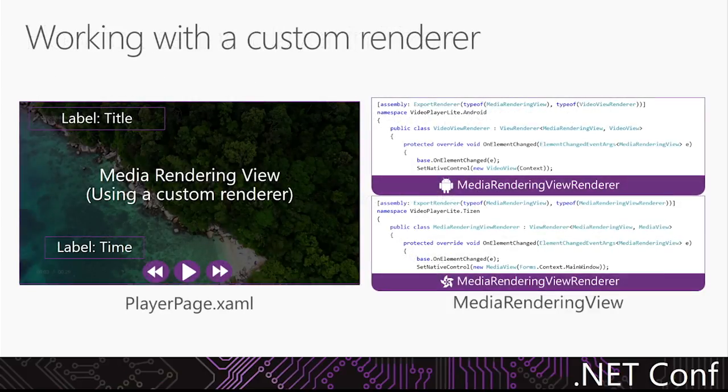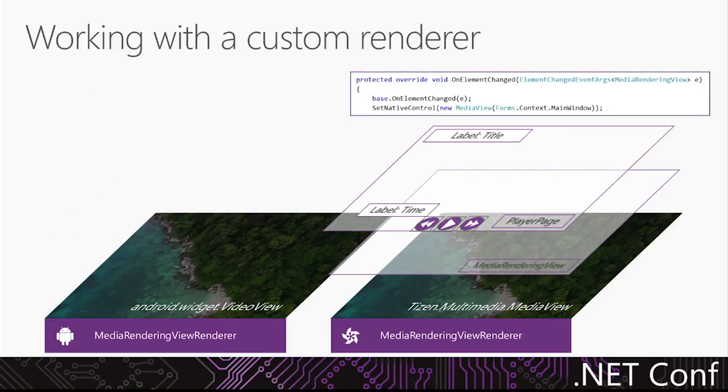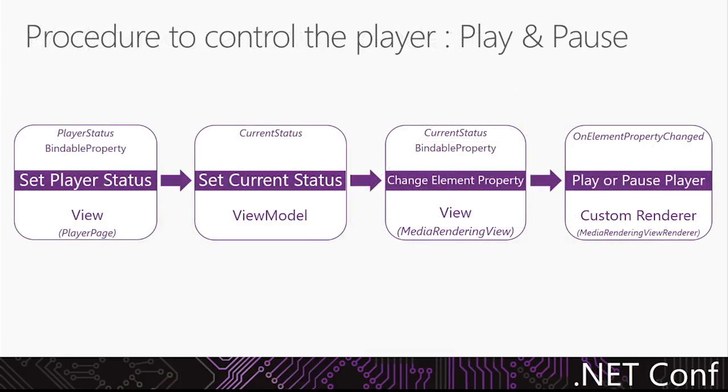Okay, so the custom renderer. We are doing custom renderers to play the videos. In Android, there is a custom renderer for Android, and here in Tizen we also have a custom renderer for Tizen. So how do we play and pause?